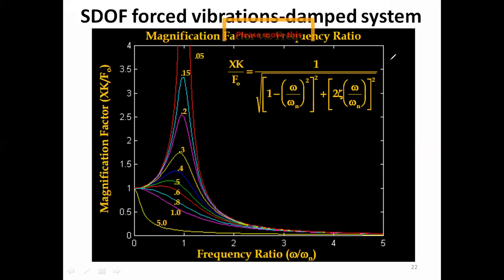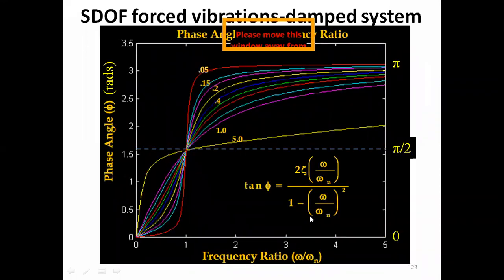Similarly, we could plot the initial phase for the steady state response. This is the mathematical model that we have developed for the initial phase: tan phi equals 2 zeta omega by omega n over 1 minus omega by omega n squared. So we are taking the frequency ratio along the horizontal axis, whereas the phase angle, that is phi, along the vertical axis. Here the phase is in radians, and here it is in degrees.